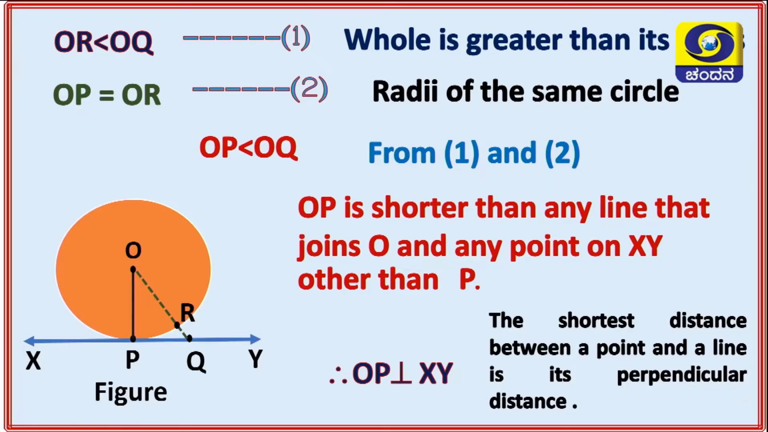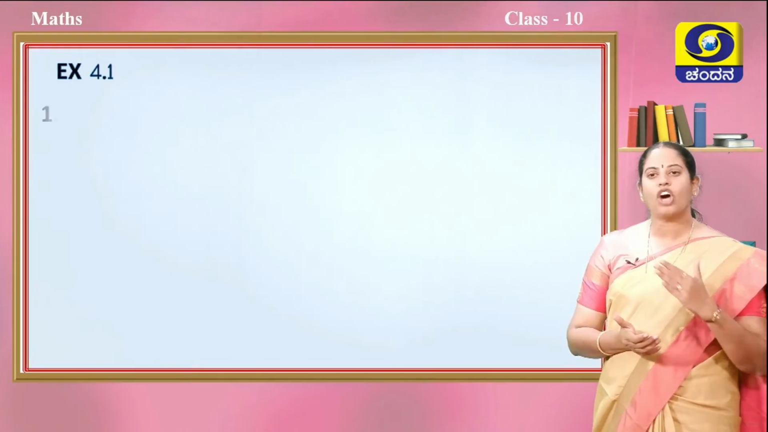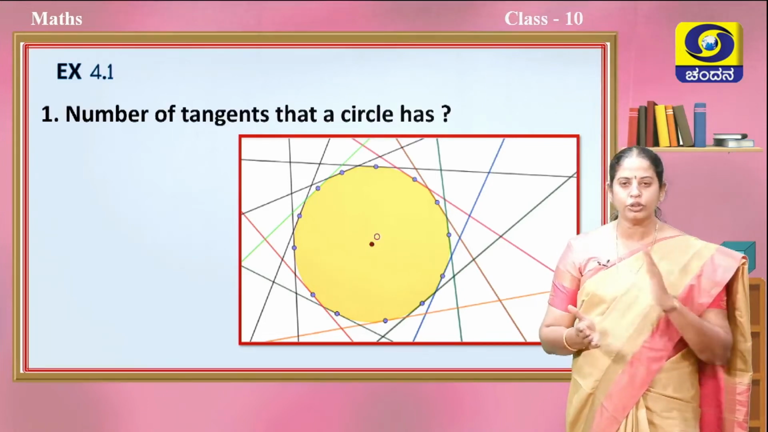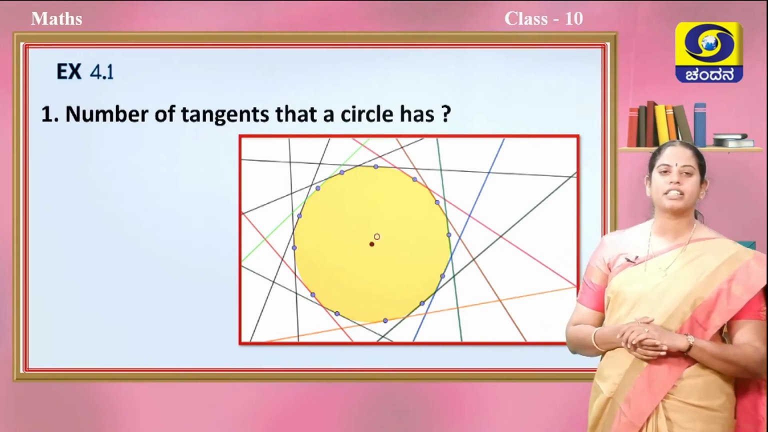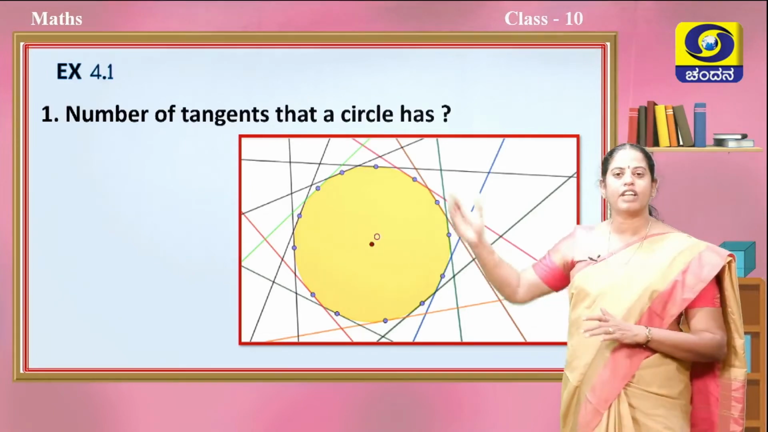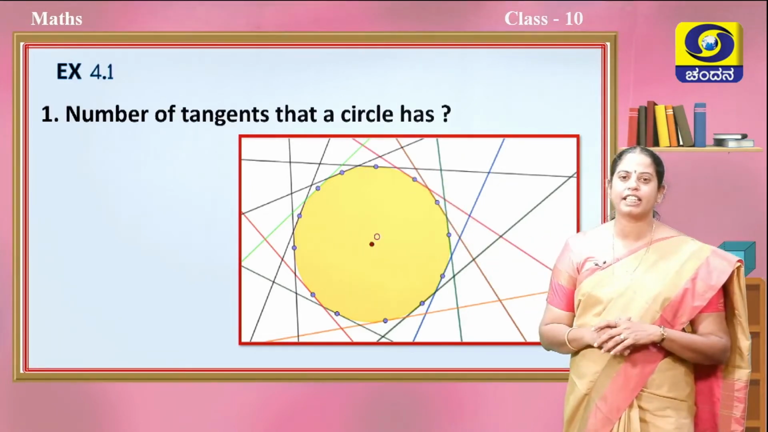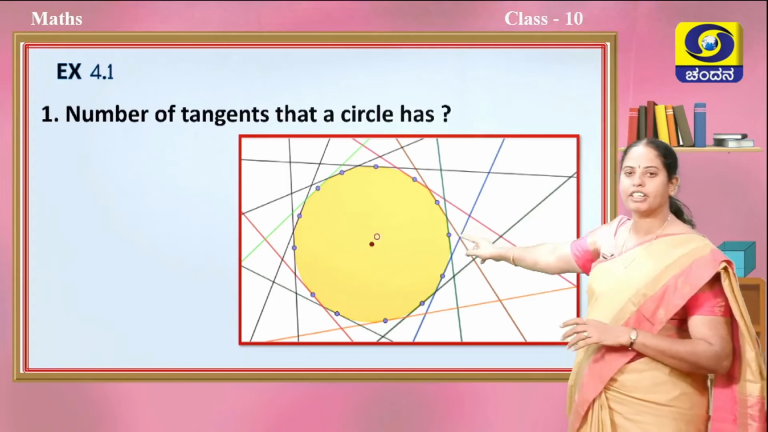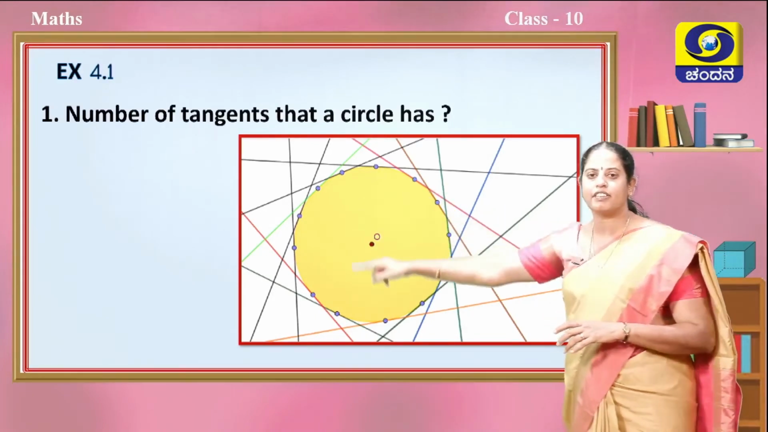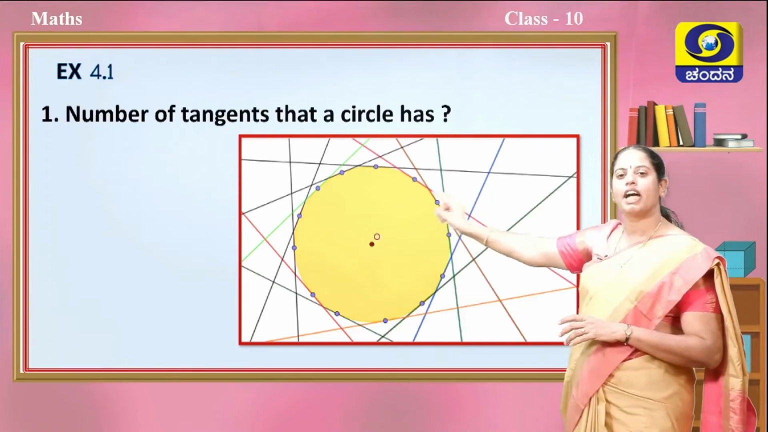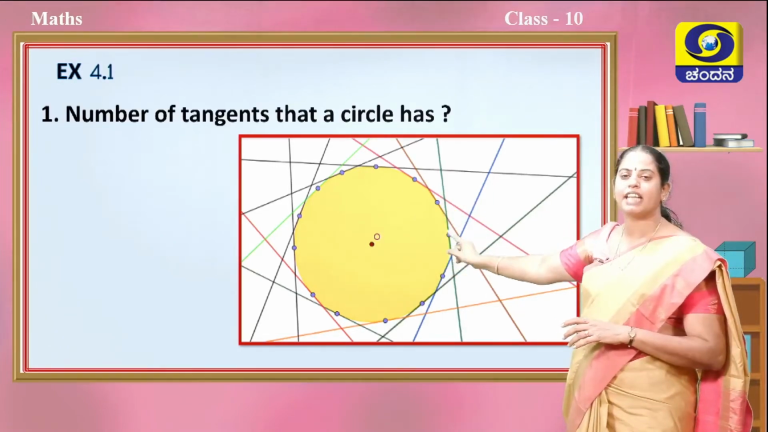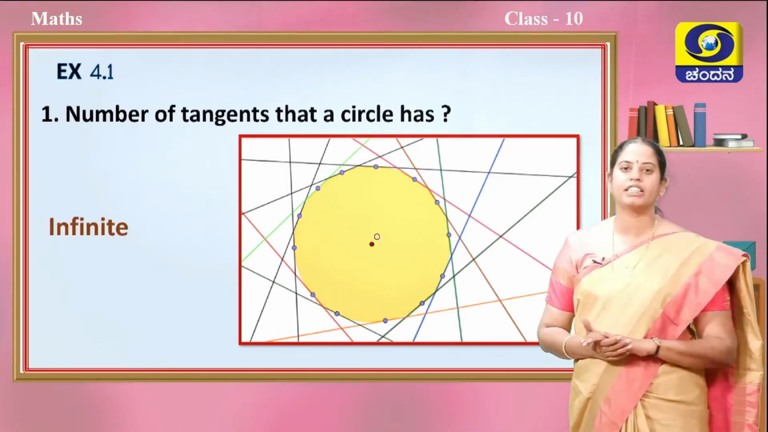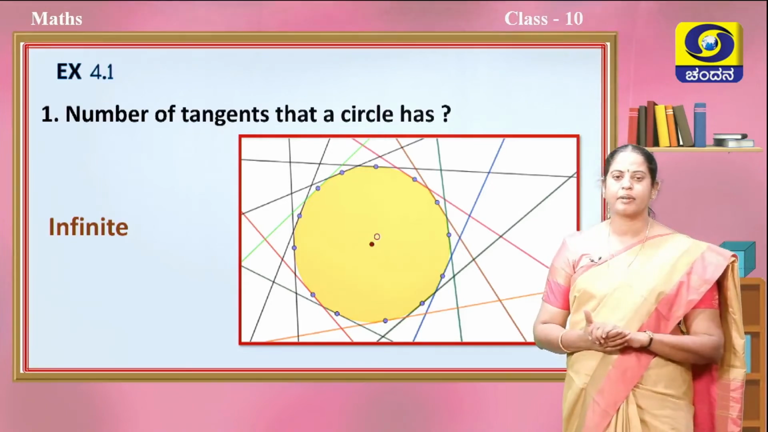Children, practice this. Now, let us solve some problems that we have given in the session first. I told you to answer exercise 4.1. In 4.1, we have the first question: the number of tangents that a circle has. On any point on the circle, we can draw only one tangent, but on a circumference we can put n number of points. At each point, we can draw a tangent. Hence, the answer is infinite. You are right, it is an infinite number of tangents that a circle has.